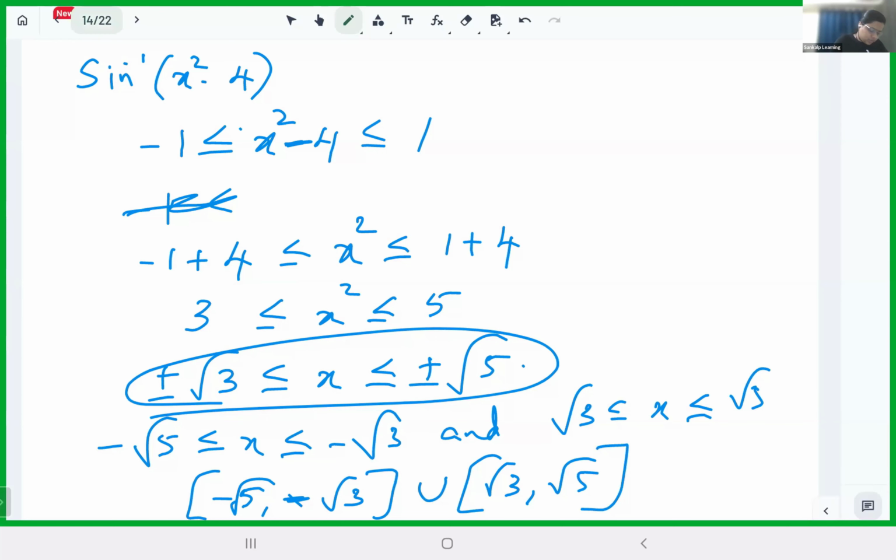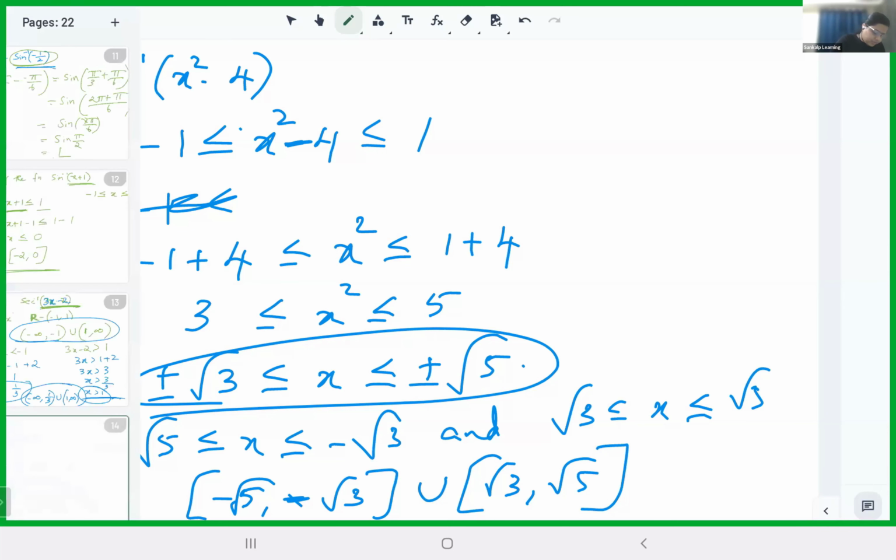Now moving on to the next question. If x is equal to sine inverse of 3 by 5, then which of the following is true?